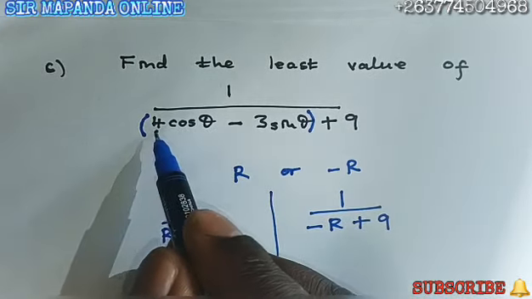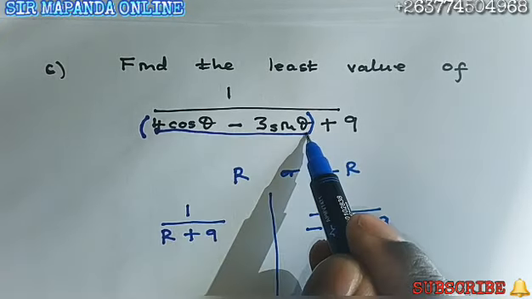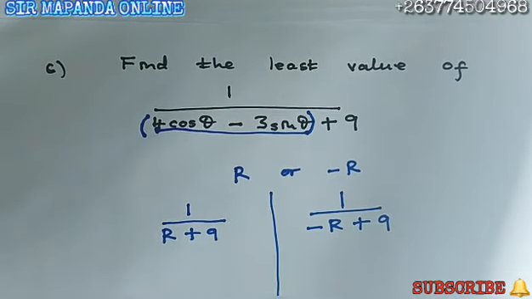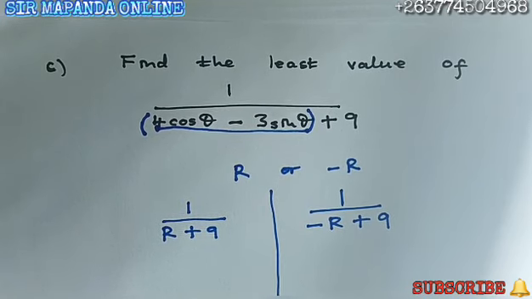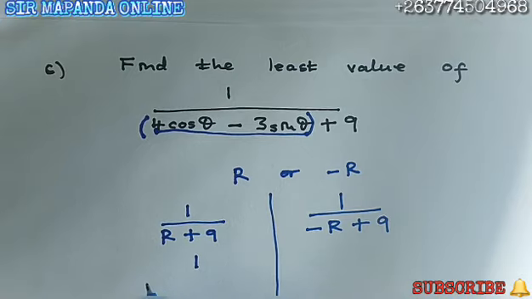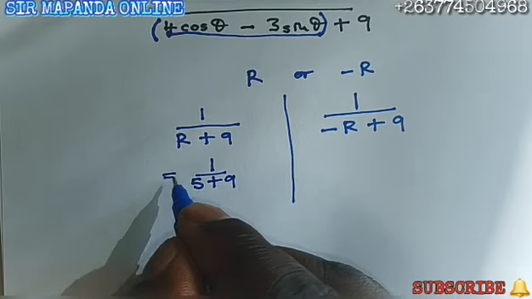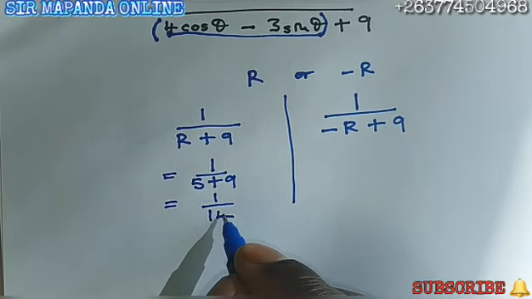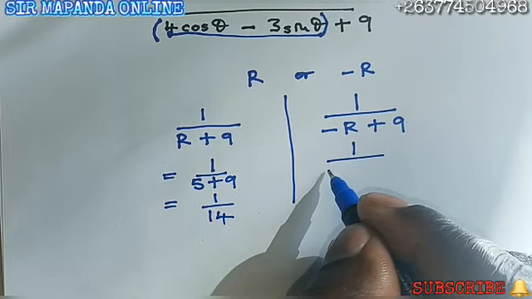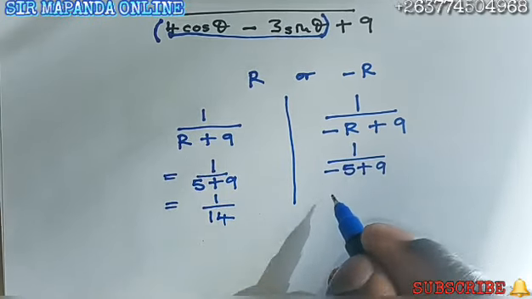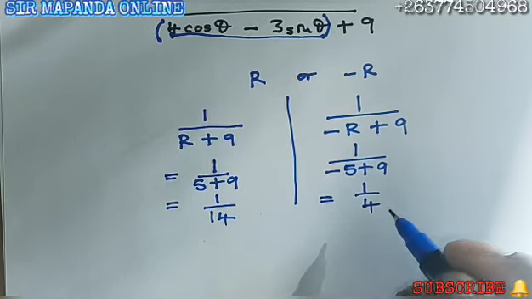So you substitute 4 cos theta minus 3 sin theta by R and minus R. I hope you are following. After calculating the left side and the right side, the least answer that you are going to get is your minimum. And the greatest answer that you are going to get is your maximum. So I'm going to calculate on the left. It's 5 plus 9. You get 1 over 14. Then here you are going to say minus 5 plus 9. It gives you 1 over 4.